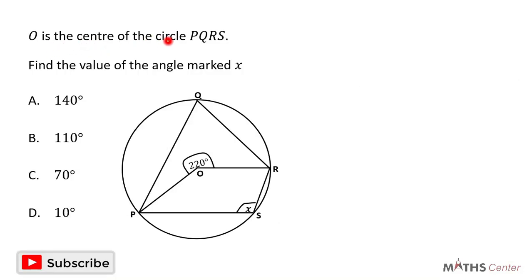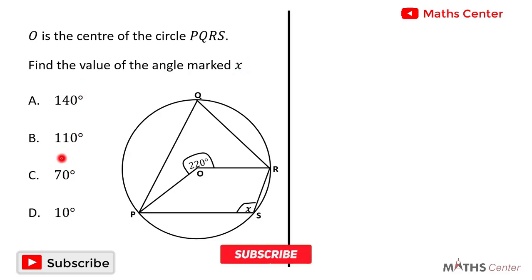O is the center of the circle PQRS. Find the value of the angle marked X. This is a multiple choice question. We will solve the question, and after that we pick the correct option. We have this diagram here, and the question wants us to use the information found on this diagram to find the value of angle X.